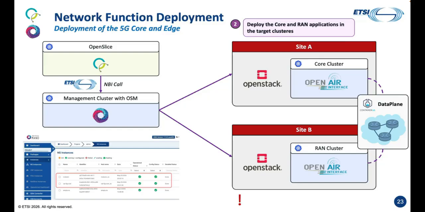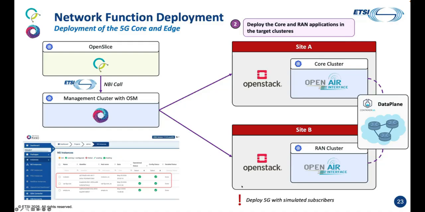OpenSlice is going to call the NBI, the northbound interface of OSM, where different APIs are available to deploy the applications on a site. You just need the ID of the network service package. In this case, it is the instance, but you just need the network service package ID and the VIM ID, and with that it is going to be enough to deploy the application using the NBI.